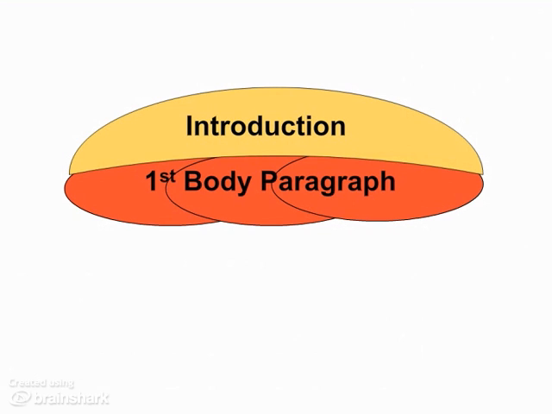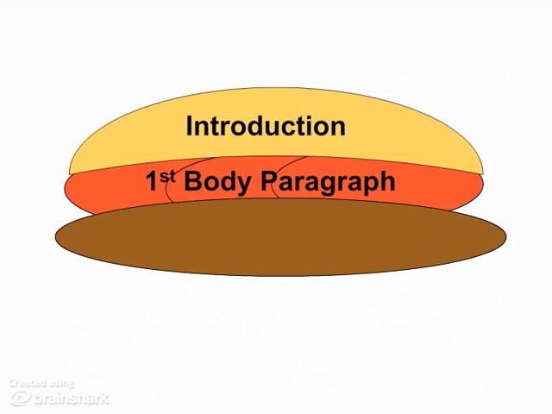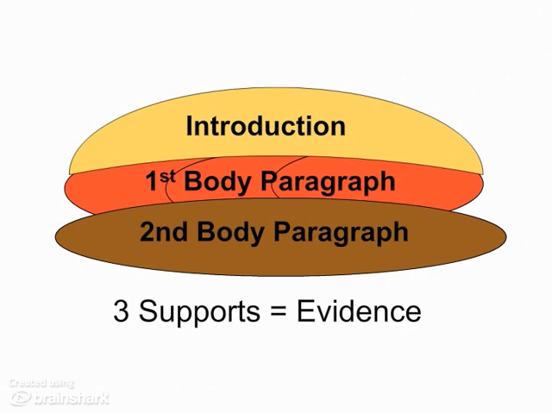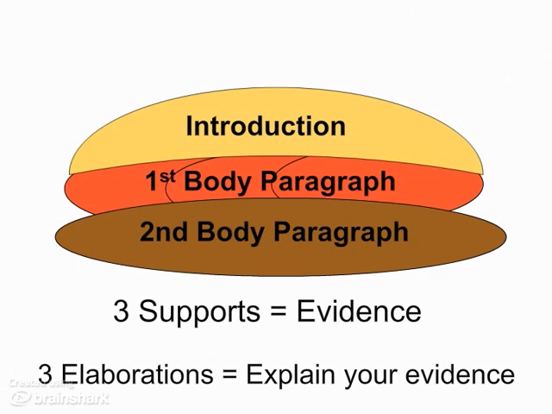So after our first body paragraph, we have our next ingredient, or the meat, again, of our burger. This would be our second body paragraph. And again, every body paragraph is organized the same. 3 supports with your evidence and 3 elaborations explaining your evidence.